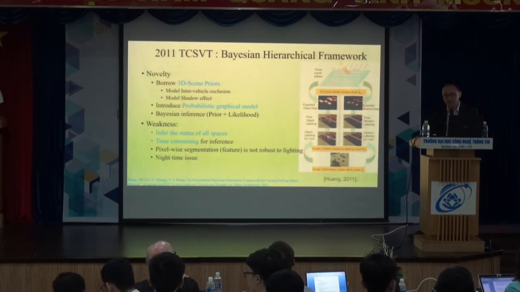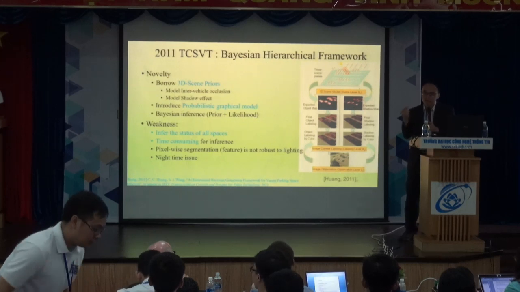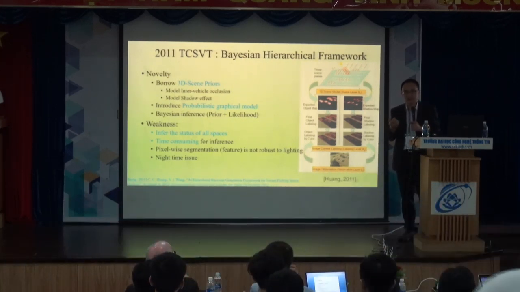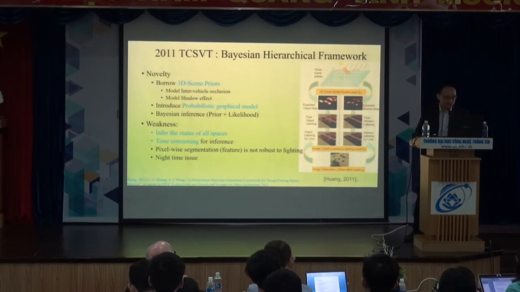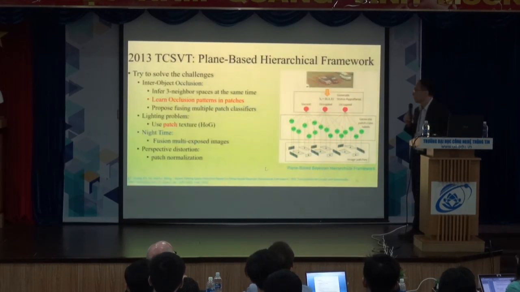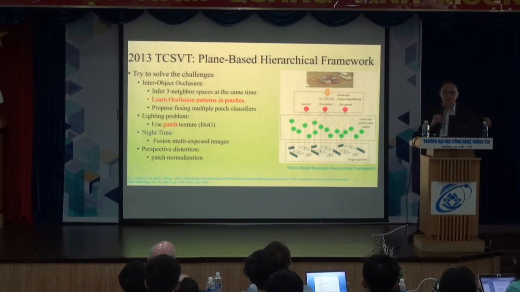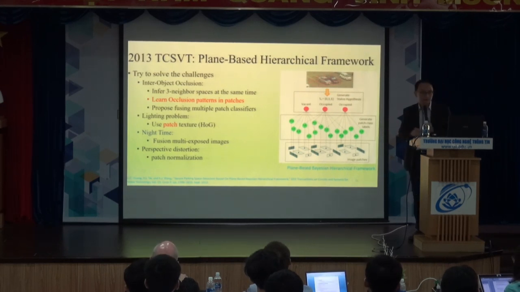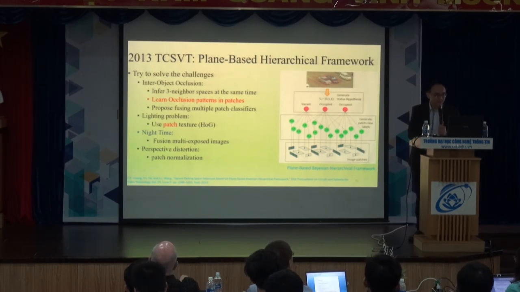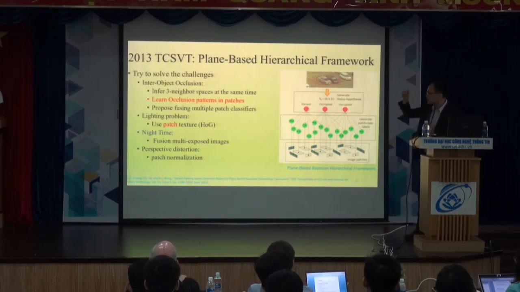Besides, here you can see from the images, we do pixel-wise classification. Pixel-wise classification is usually not very robust, and there is also a nighttime issue. So in 2013, we published another paper in a transactions journal. This time we improve our previous version from pixel-based to a patch-based hierarchical framework. You can see we still use the hierarchical framework, but this time we consider the patch instead of the pixel.